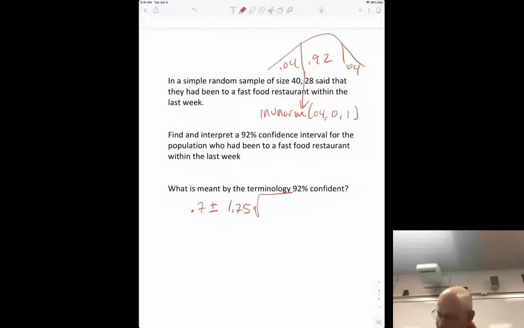1.75 times the square root of 0.7 times 0.3, p hat q hat over n, which is 40. 0.7 plus or minus 1.75 times the square root of 0.7 times 0.3 divided by 40. 0.12, I'm going to do a little rounding here. It's 67968, so how about we just go 0.127. Again, I like this better, 70% plus or minus 12.7%. I also like this, 58, so 57.3% to 82.7%.